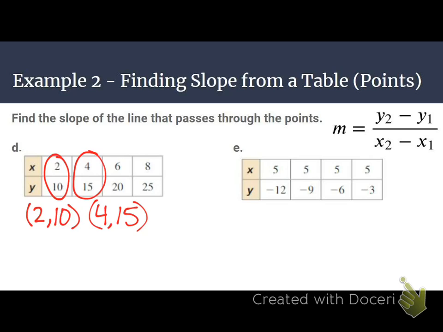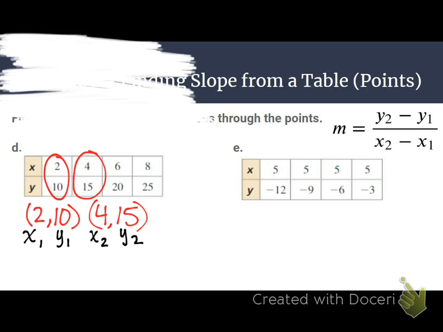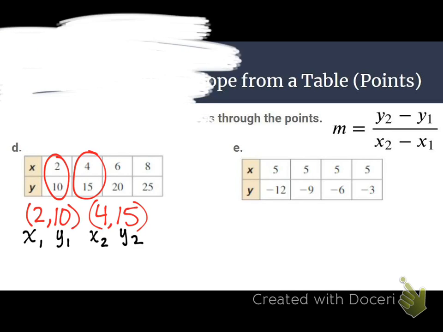Okay, so let's label our x1, y1, x2, y2 from the points instead of from the table. What is 2 going to be? X1. What about 10? Y1. Good. 4 is X2, and 15 is Y2. Okay, so our x's and y's come in pairs. So now we would have enough information to be able to confidently plug it into our formula.